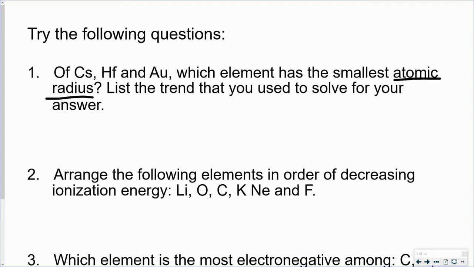cesium, hafnium, and gold are all in the same row. So I know that atomic radius increases as I go down. So the one that's furthest down is going to be biggest. Well, they're on the same row, so that doesn't make a difference. But I know that as I go from left to right on the periodic table, they decrease. So really the question is, who is the furthest to the right? And that would be gold.